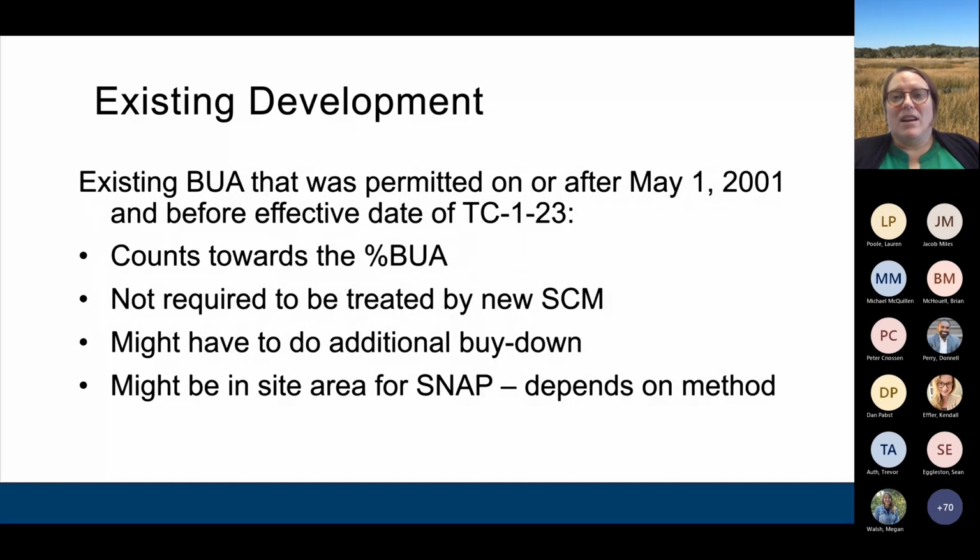If you have existing BUA that was permitted under the Neuse rules that began on May 1st, 2001, but before the effective date of the TC 123, so before May 1st, 2023, or permitted with vested rights after that date, that area will count towards the percent BUA because it's part of the area that's required to comply with the Neuse rules. But it won't be required to have a primary SCM because it's already been permitted. But it might have to do additional buy down, and I will be getting into more detail on that. And it might be in the site area for the SNAP calculations, depending on the method you use, and we'll be getting more into that as well.